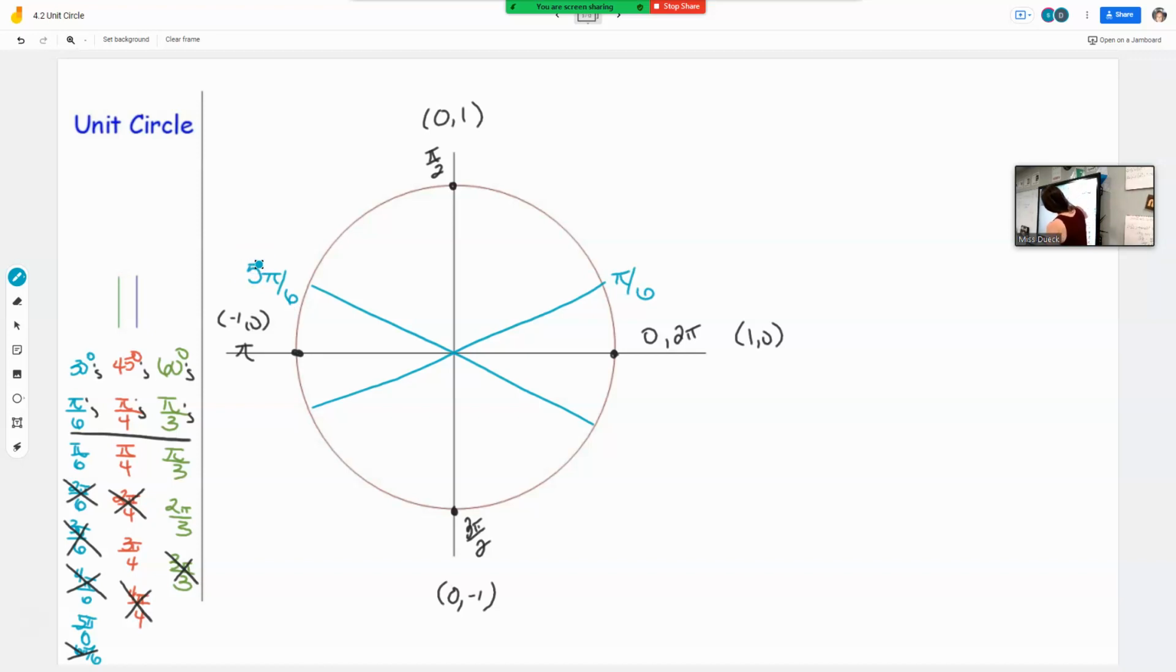Jackson, do you remember which one's going to be past this? 6 over 6. Close. That's at pi. And so I crossed that one off. Oh, so 7 over 6? Yeah, so 7 over 6.